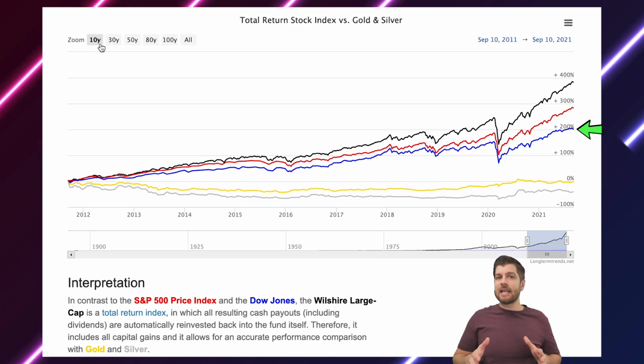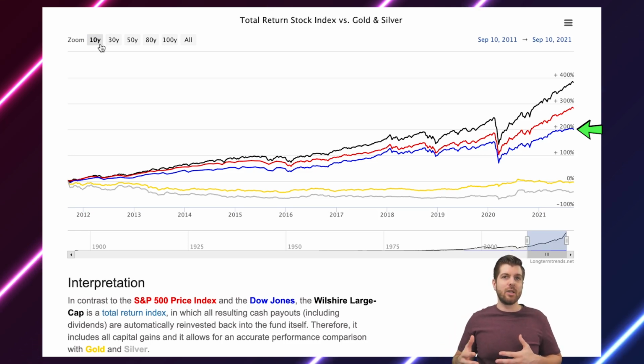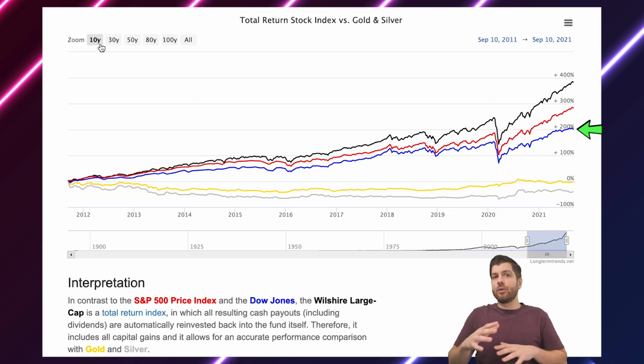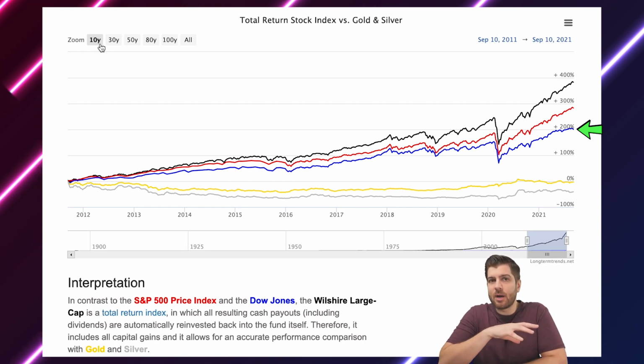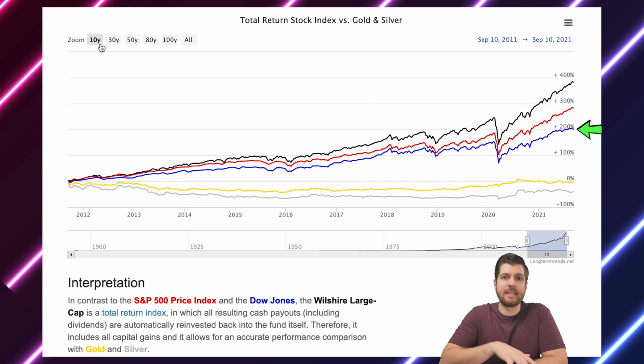The blue line is the same thing, but for the Dow Jones Index, which is just an index of a chosen 30 large and prominent US companies. And again, this is how your money would have grown if you had spread out your investment dollars across these 30 companies at the beginning of this period, but without any dividends being reinvested.